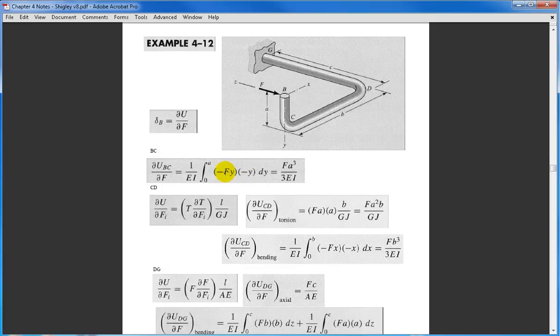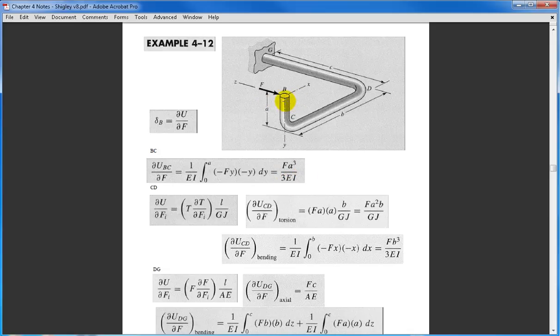So this is M. This is partial of M with respect to F, written in terms of Y instead of X. That's fine. Integrating dy, we get a tiny piece of deflection because of F and this short section, Fa cubed over 3EI. That'll be deflection in the direction of load F.